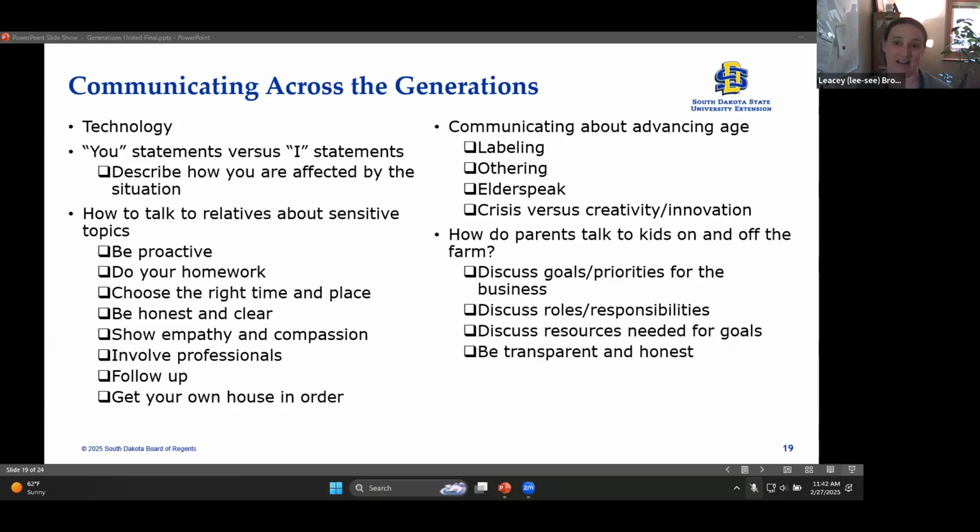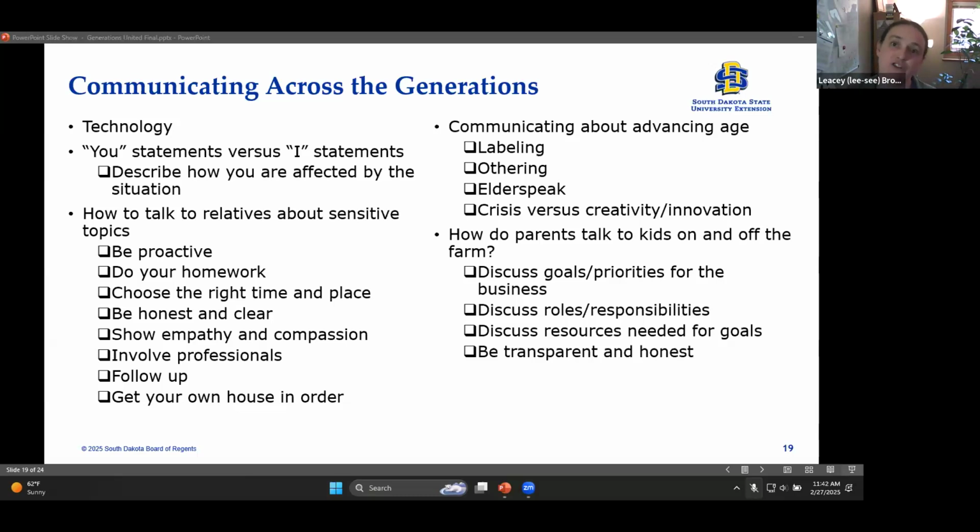We're all going to go through decline. We're all going to go through death and dying. This is not something that happens to some other group. And the more that we think about this as an inclusive thing that we also need to plan for, the better our outcomes are. There's something called elder speak.